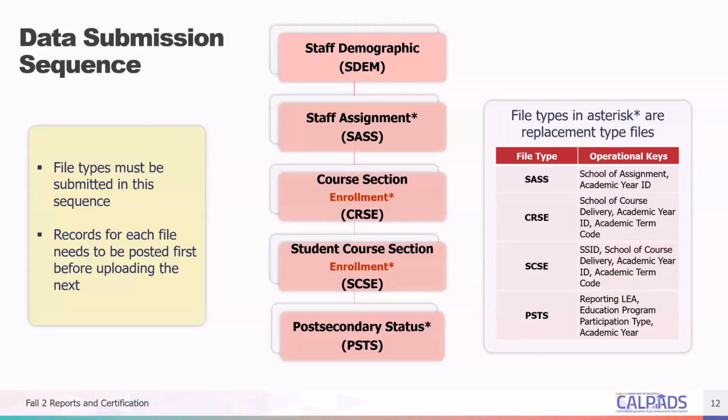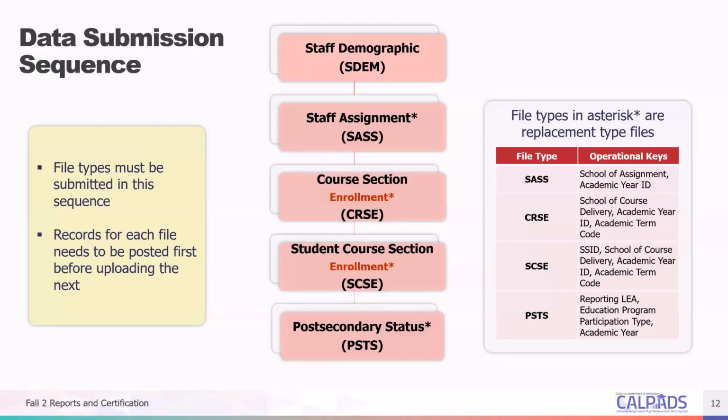And then the post-secondary status, we say submit it last because you're collecting your surveys. It's the smallest file. It should be the easiest. It's not related to the rest. You can submit it first if you like. You can submit it multiple times.